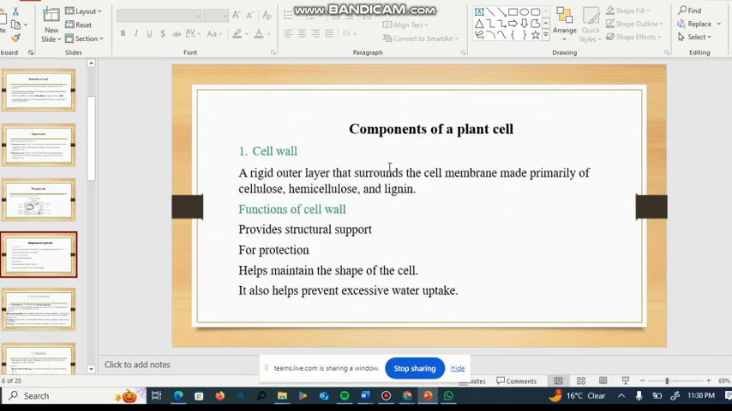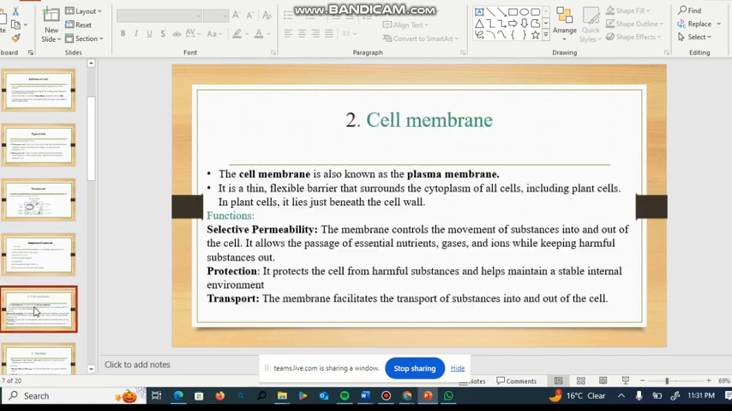The first component that we are looking at is the cell wall. A cell wall is the outer rigid layer that surrounds the cell membrane, and it is made up of cellulose, hemicellulose, and lignin. Some of the functions of the cell wall include: it provides structural support. It's also used for protection. It helps maintain the shape of the cell, and it also helps prevent excessive water uptake.